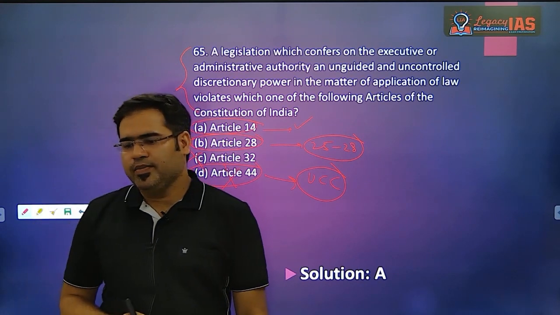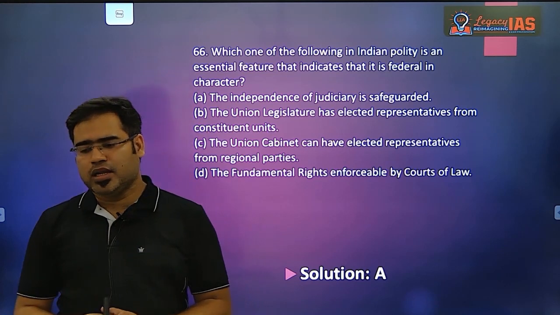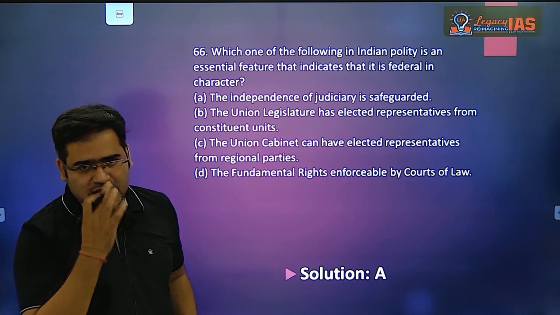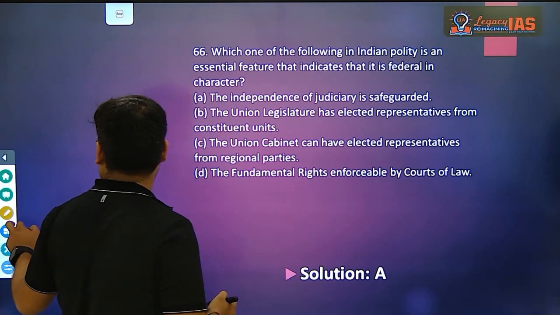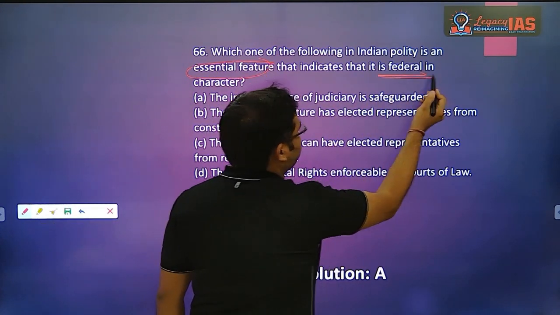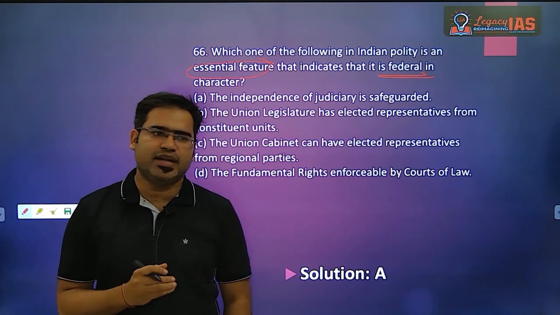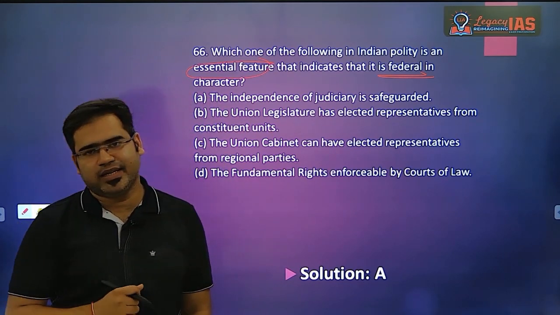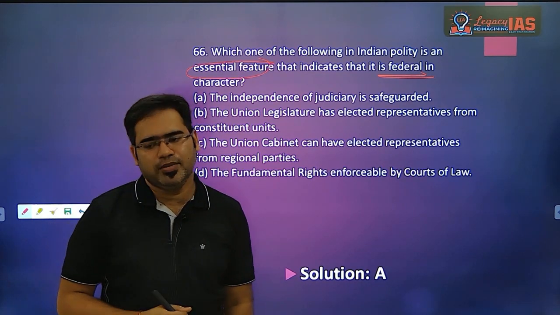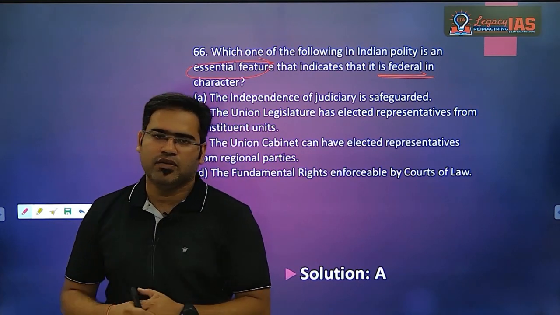If we move further, question number 66: which of the following in Indian polity is an essential feature that indicates that it is federal in character? So first we need to understand that the question is asking for an essential feature, when it becomes federal. See, the most important characteristic of a federal feature is this: it is going to benefit the state. If it is not going to benefit the state or provincial government, then definitely it will not be a federal feature. So out of the 4, which is more favorable for the state government?